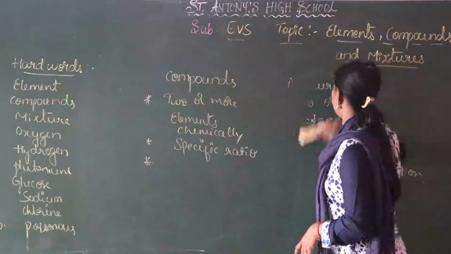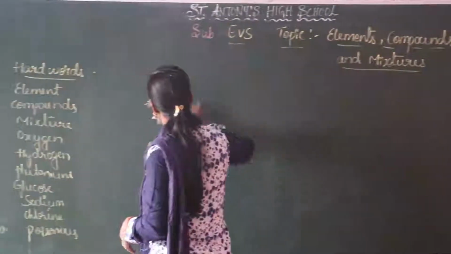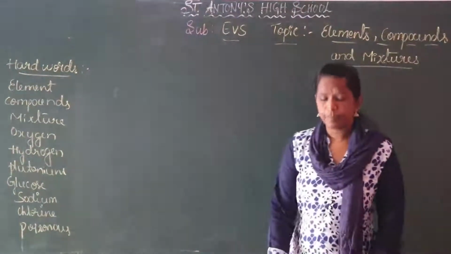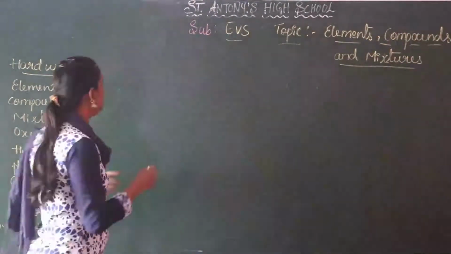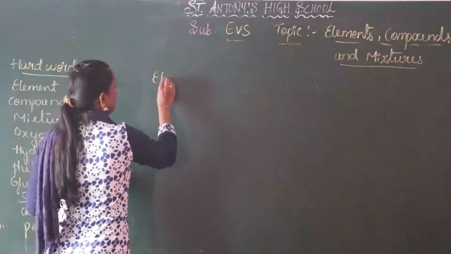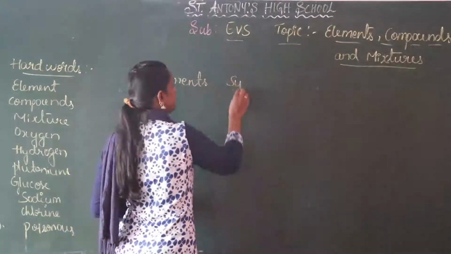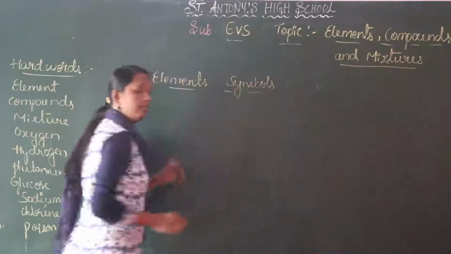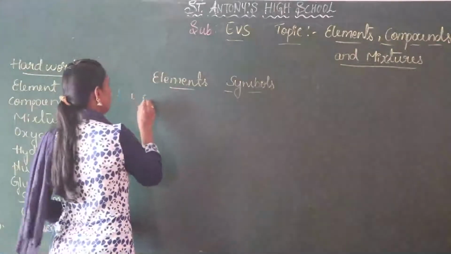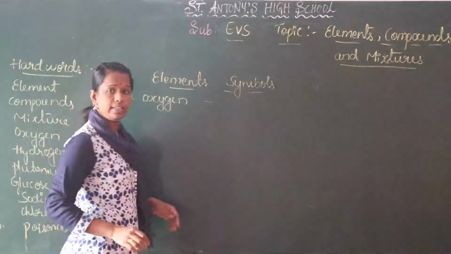Children, now we have to discuss some elements and their symbols. So now I will write the elements. You know the periodic table, children. In the periodic table, we observed some of the elements and their symbols. I will write here. You have to practice at home, so it is used for the next higher classes. Symbol, element. First, I will take oxygen. O-X-Y-G-E-N. The symbol for oxygen is O.